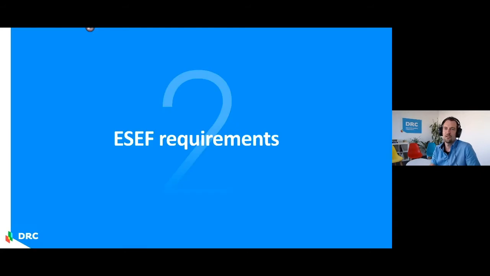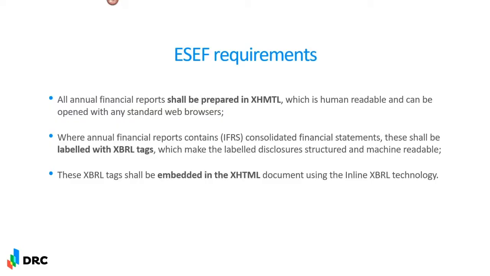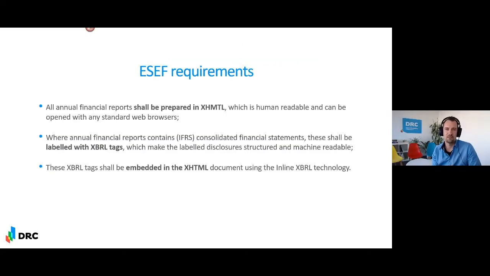Okay, let's go. We will take a look at the legal requirements first. The ESEF requires that all annual financial statements shall be prepared in XHTML, which is human readable and can be opened with any standard web browser. Where the annual financial report contains consolidated financial statements, these shall be labeled with XBRL tags, which make the labeled disclosures machine readable. These XBRL tags shall be embedded in the aforementioned XHTML document using the inline XBRL technology.